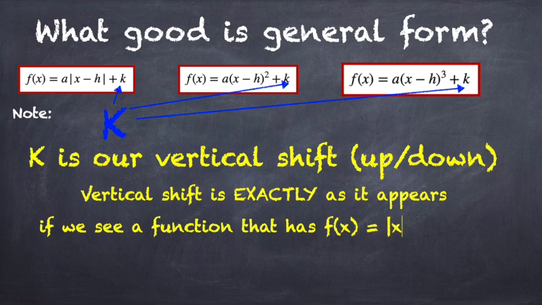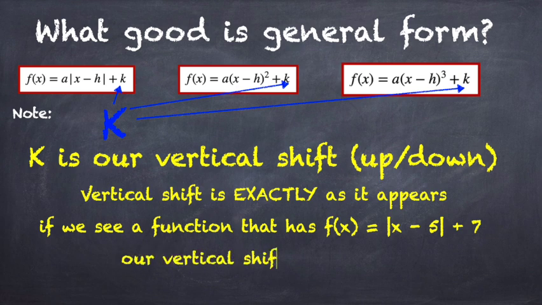If we see a function that has, for example, f of x equals the absolute value of x minus 5 plus 7, I have no vertical expansion or compression. My A value is 1. My H value is a positive 5. I would go right 5 units, a horizontal shift right 5 units, okay? But this plus 7 is exactly what it looks like. I have a vertical shift up 7 units, okay?